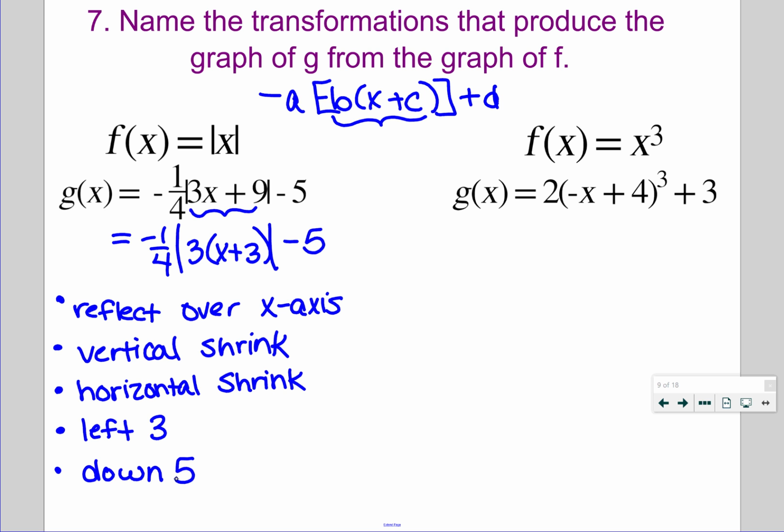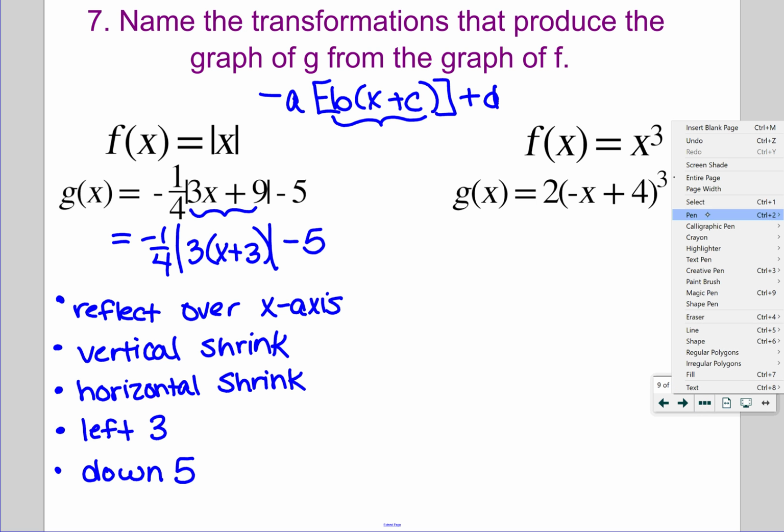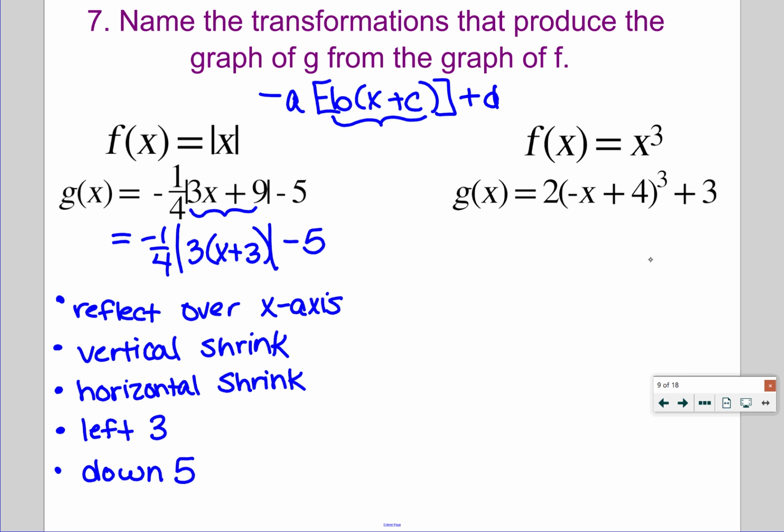Okay, let's do the same thing for the next one. Again, for this cubing function, you can see that I've got a number in front of the x. Actually, it's a -1, so I'm going to factor that out. So I'm going to say 2, I'm going to create a bracket here, get that negative away. That's going to be x minus 4. That's all still cubed, plus 3.